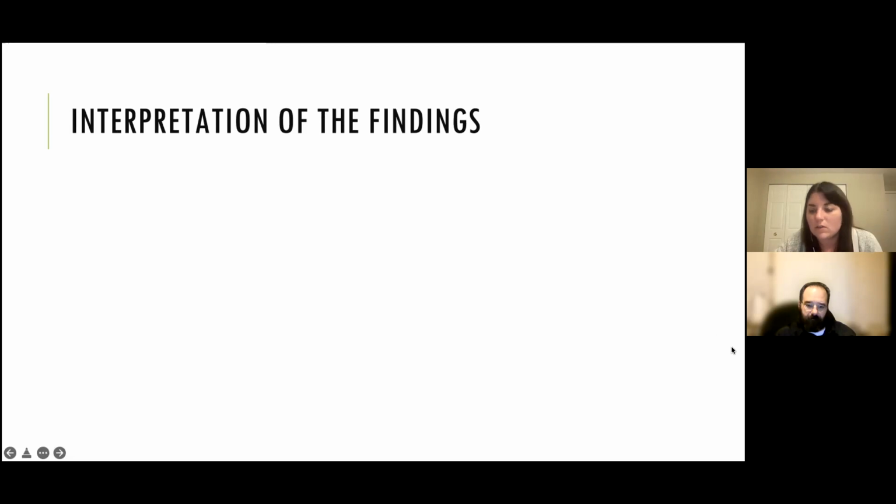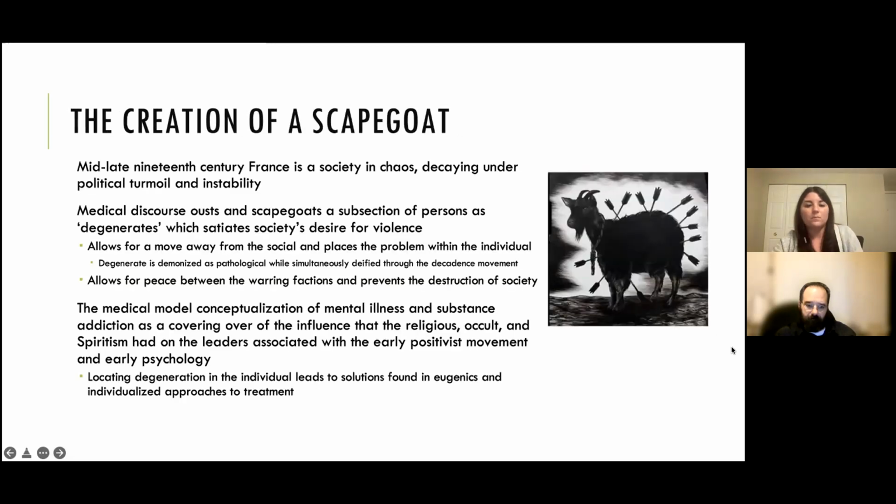I know I only have a little bit of time left, so I'm not going to spend a ton of time, but just to show where we go from here: through this analysis, we really see the creation of a scapegoat. Earlier in my dissertation, in my literature review, I talk about René Girard's scapegoat mechanism, and the idea that addicted individuals are scapegoated in society. I think we can really see this in the degenerate created in mid to late 19th century France.